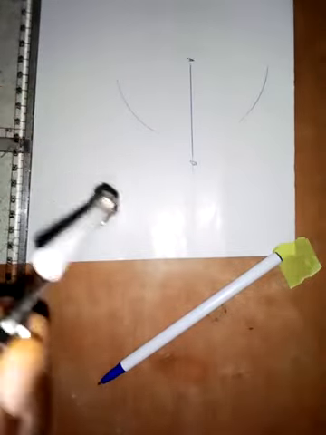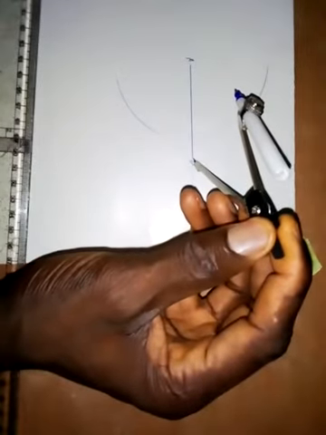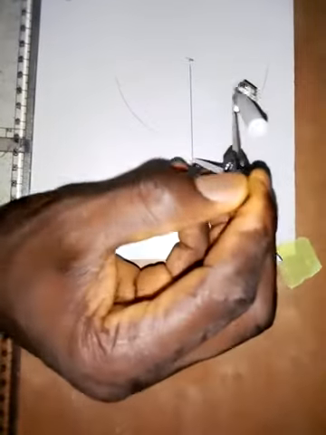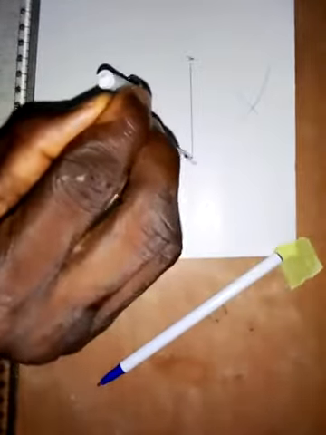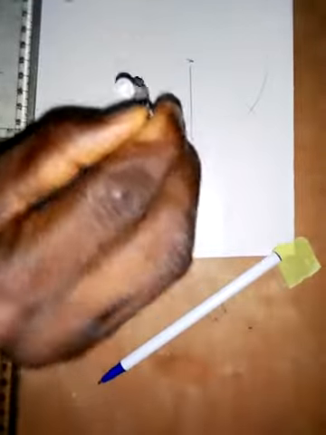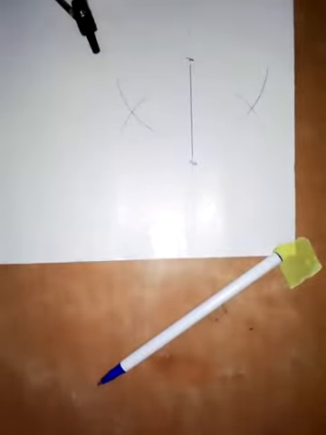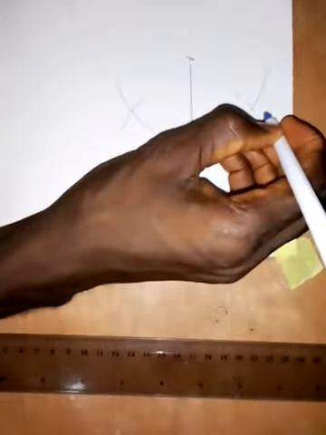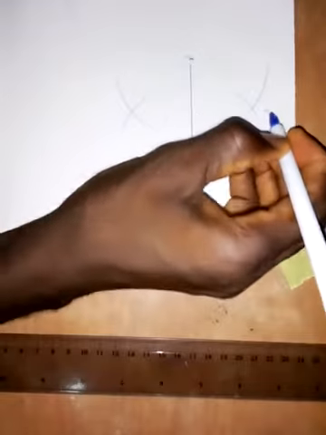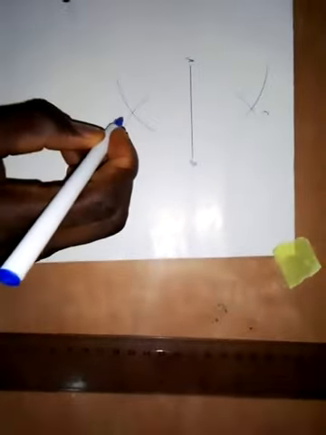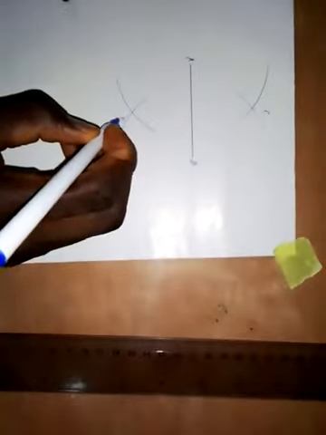And then take your compass to point B, with that same radius. So take B as a center, draw an arc up and draw an arc down. Okay, so the next thing is, let's call this point C, the point of intersection of these arcs, and call this point D.